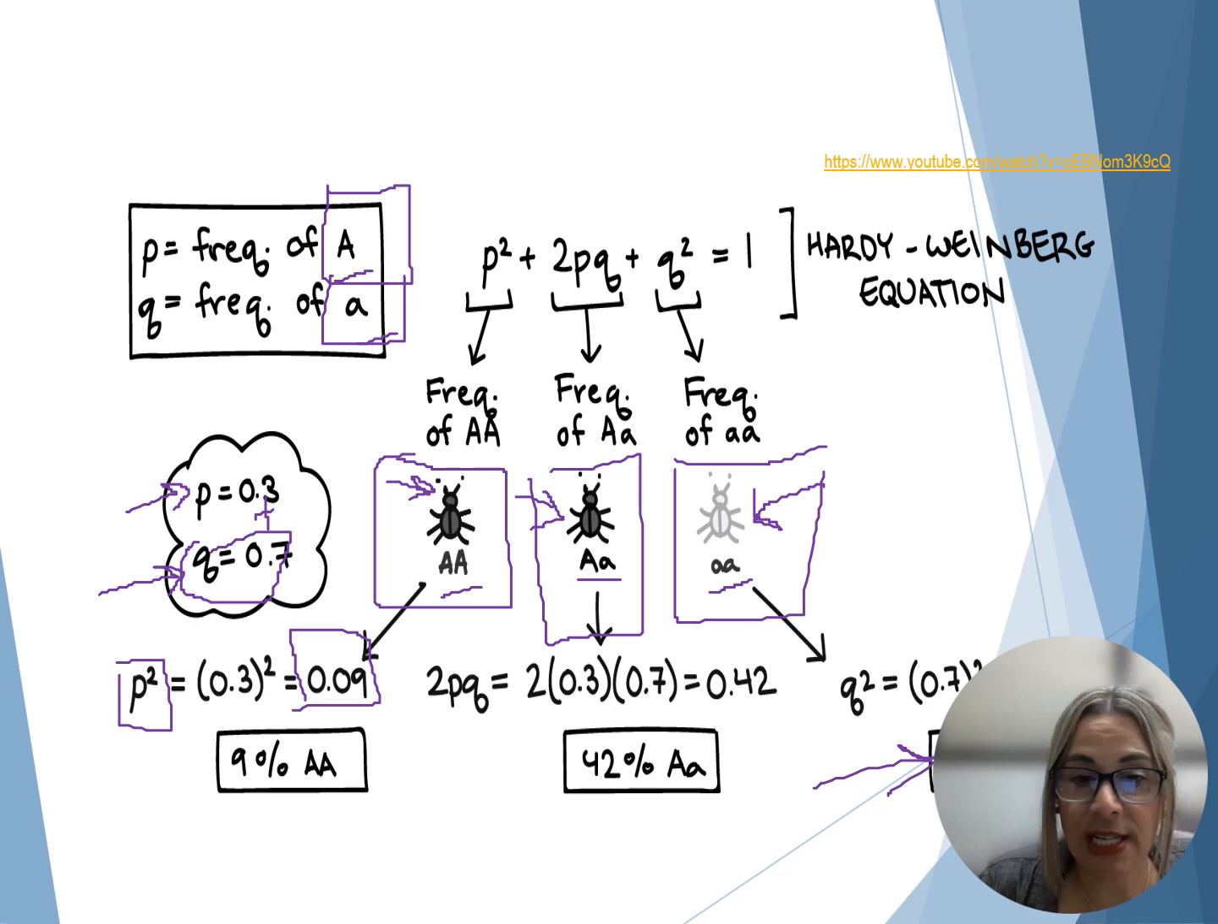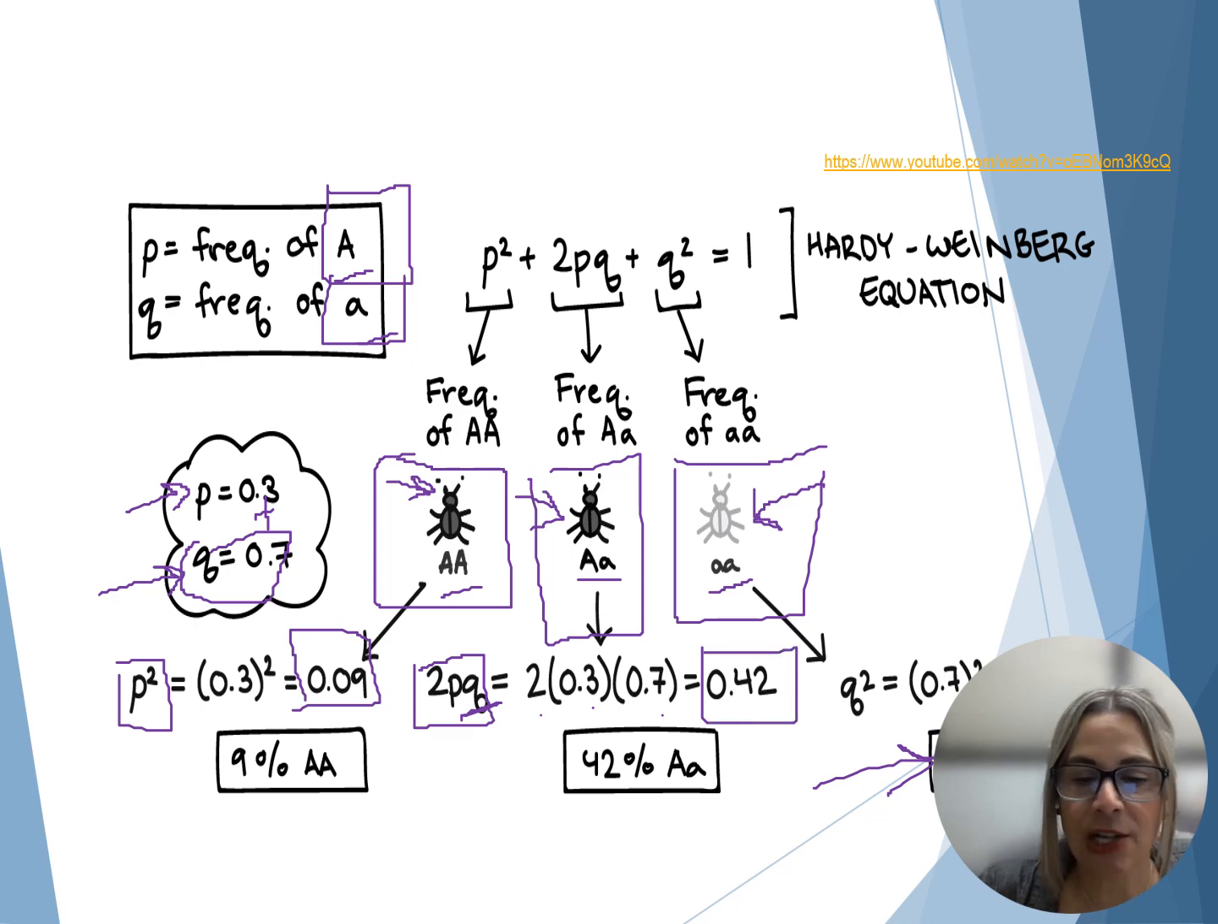P squared rather is the number of homozygous dominant individuals in a population. Q squared is our number of homozygous recessive individuals in a population. And then for our frequency of our heterozygous individuals, remember that we use 2pq for that. So notice this isn't squared, this is 2pq. So 2 times 0.3 times 0.7 is 0.42.